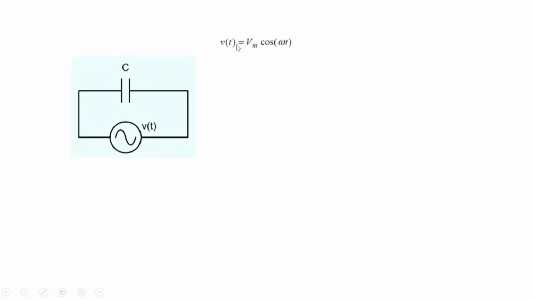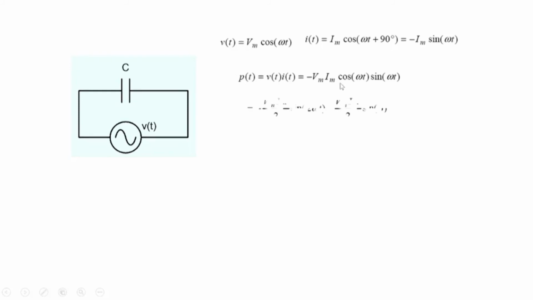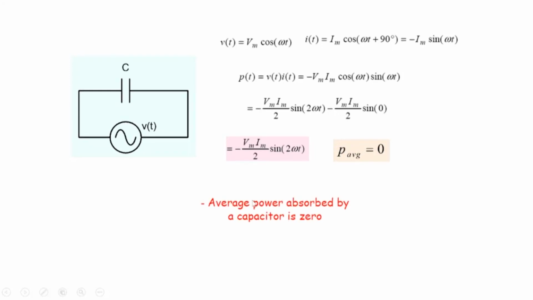Same thing, we can do it with a capacitor. Let's say Vt is Vm cos omega t, It will be equal to minus Im sin omega t, some Im there, which is related to the capacitance value. Instantaneous power is here. You can write it in this form, Vm Im by 2 sin 2 omega t here. And that average is also 0. Average of a sinusoid is 0 over a time period. So average power absorbed by a capacitor is also 0. So in a circuit, it's only the resistor which can dissipate power. Inductors and capacitors will not dissipate any power.